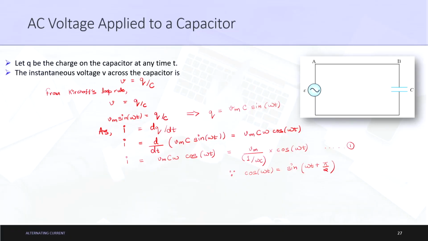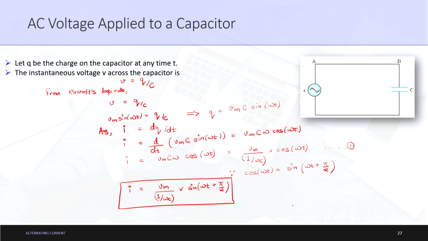Minus cos omega t is equal to sin of (omega t minus pi by 2), but cos omega t is equal to sin of (omega t plus pi by 2). And because this is the case here, I can again write the equation of current as nothing but V m upon 1 upon omega c, into sin of (omega t plus pi by 2). So, this is the final equation which we obtained for the current when the voltage passing through the circuit is V m sin omega t.